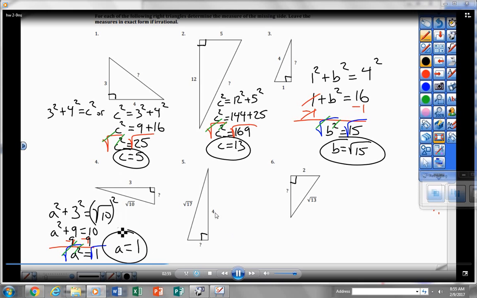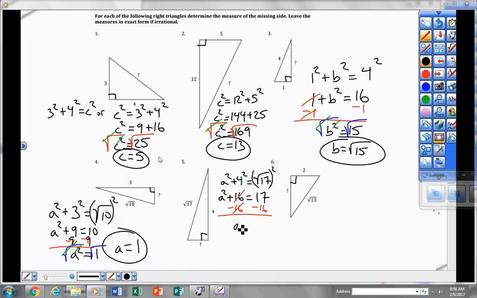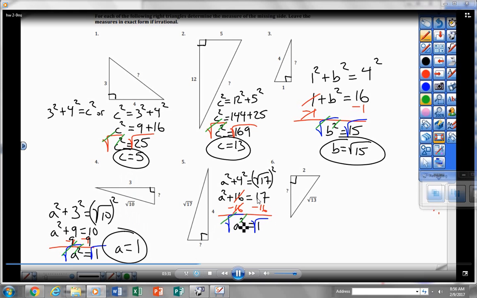Alright, next one. These are the two legs. So 4 squared plus this unknown length squared equals root 17 squared. Remember, when you square 4, 4 times 4 is 16, but when you square something square rooted, these cancel away and just leave you the whole number 17 right there. Take away 16 on both sides, gives me a squared equals 1. And then when I square root, I see that a is 1. Technically, a is plus or minus 1, but we only use the positive value to represent a length.